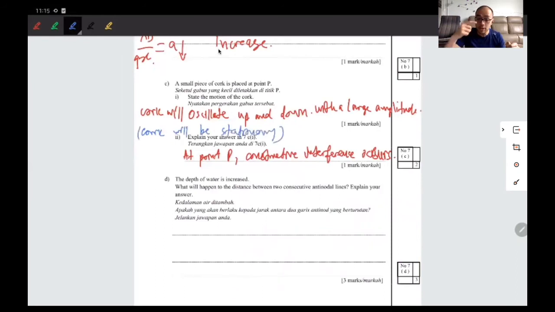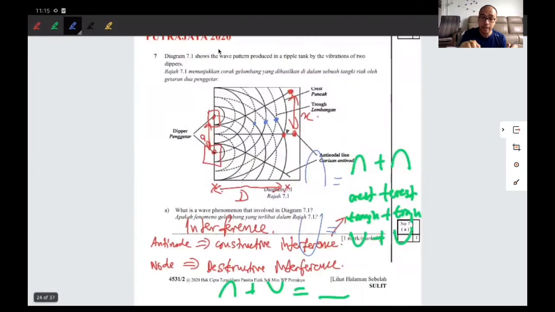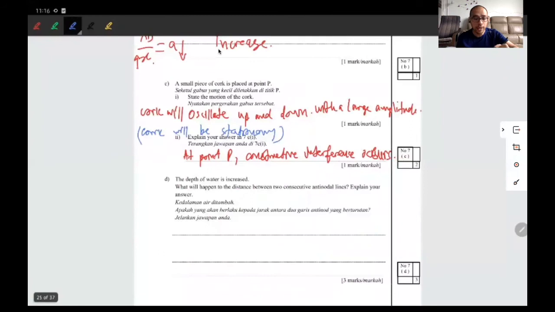Okay, this is not jawapan for C1. I'm just showing the answer if it is a destructive interference punya tempat. Okay, if it is at these points lah, the ones where are destructive interference. So the cork will be stationary, and then your answer will be destructive interference occurs. Okay, sebab the two waves will cancel each other out at that point, pada ketika itu. Okay, so there will be destructive interference.